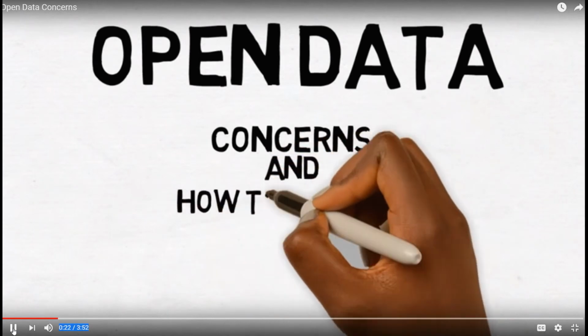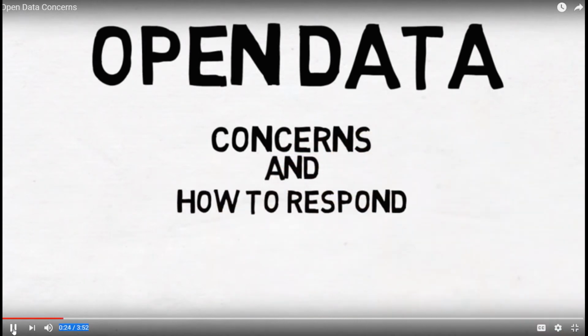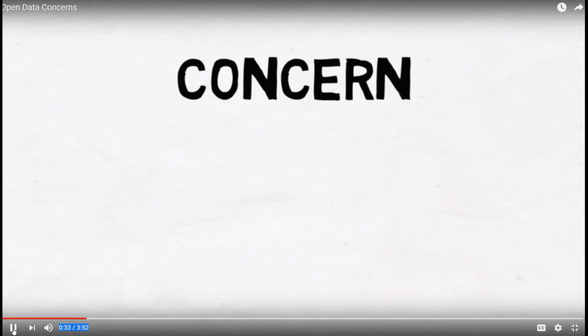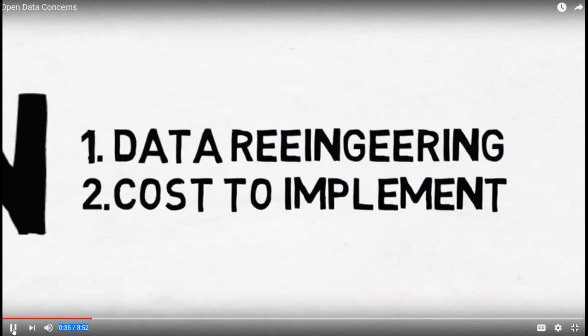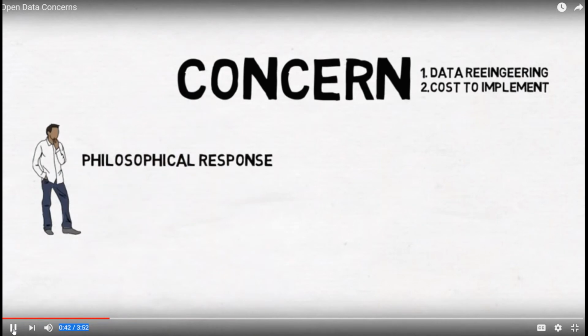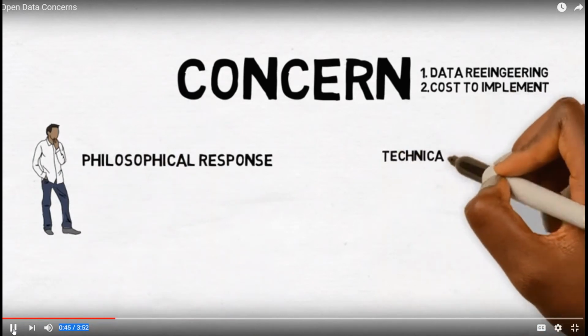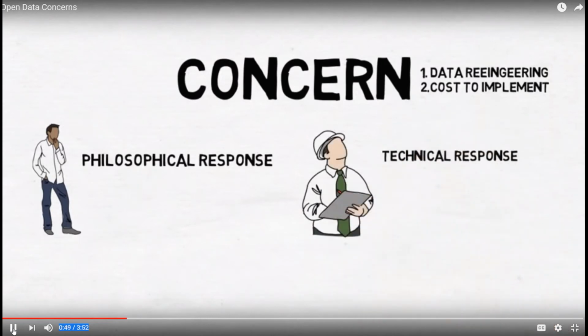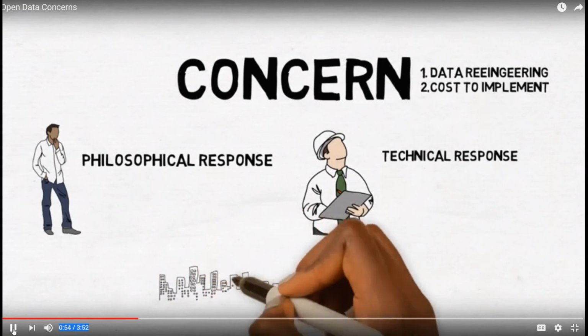Acknowledging questions and concerns around open data and then discussing and addressing them is essential to creating a successful open data program. In this video, we'll outline two of the most common concerns we at GovX have heard about opening data: data reengineering and cost. For each concern, we'll first provide a philosophical response that addresses foundational questions, and then a technical response honing in on practical ways to address the concern. We'll also provide a brief example from a city showing how the concern has been addressed successfully in an open data program.